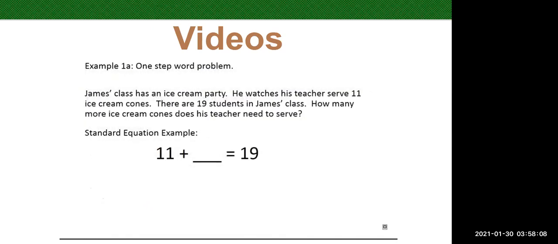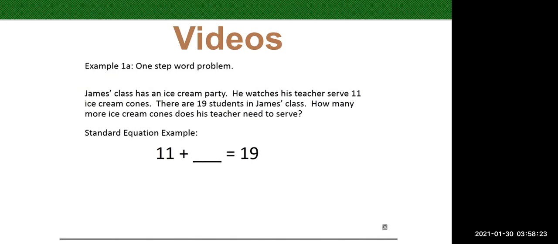Here's an example of a one-step word problem. James's class has an ice cream party. He watches his teacher serve 11 ice cream cones. There are 19 students in James's class. How many more ice cream cones does his teacher need to serve? Students should be taught that the words "how many more" usually goes with subtraction.